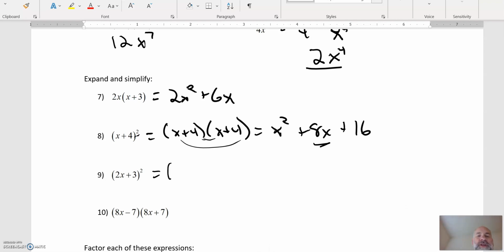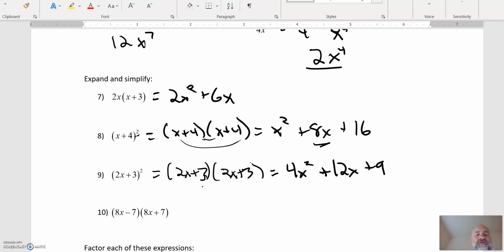It's 2x plus 3 times 2x plus 3. And so 2x times 2x is 4x squared. And now that OI, so it's 6x and another 6x. And so altogether, that's 6 and 6, that's 12x, and then plus 9.